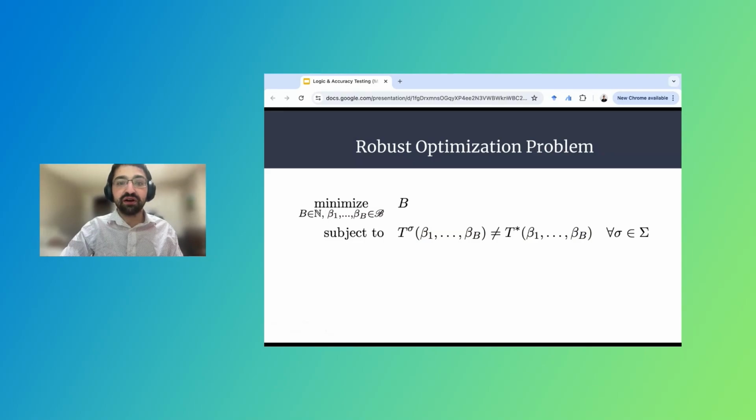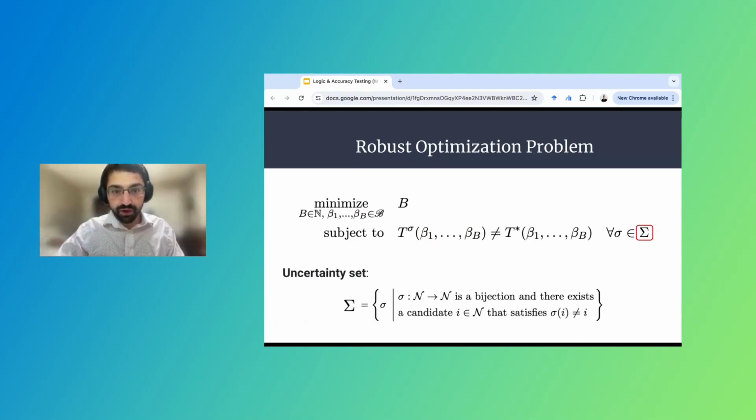We will have a constraint in this problem for every sigma in this set, capital sigma, and this is what we call an uncertainty set. In other words, this optimization problem has many constraints which are parameterized by these lowercase sigmas. And this type of optimization problem happens to be called a robust optimization problem. Let me elaborate a bit.